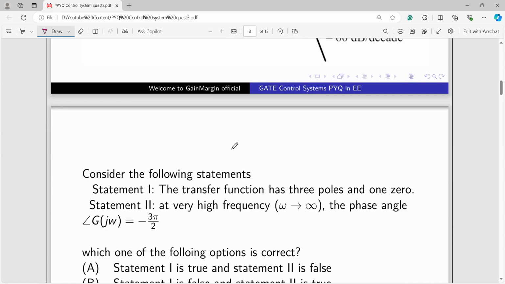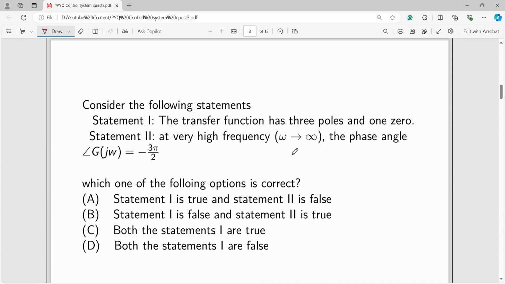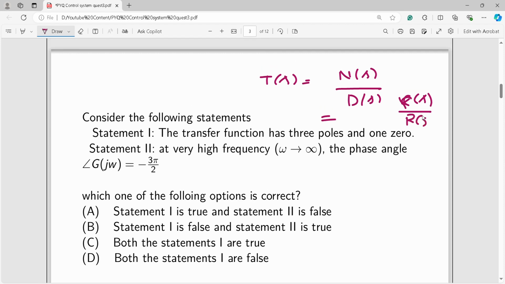And for this, what are the essential details required? What is the useful data required to solve the questions? As we know, the transfer function T(s) is the ratio of N(s) by the denominator, the ratio of the Laplace transform of the output to the Laplace transform of the input, provided all initial conditions are 0. Then it's called the transfer function.